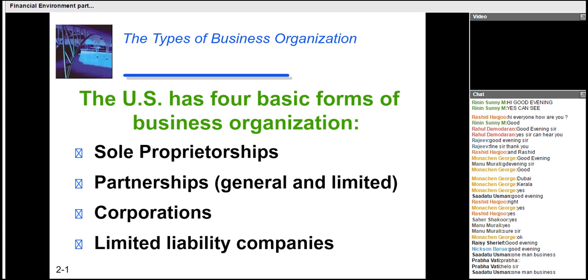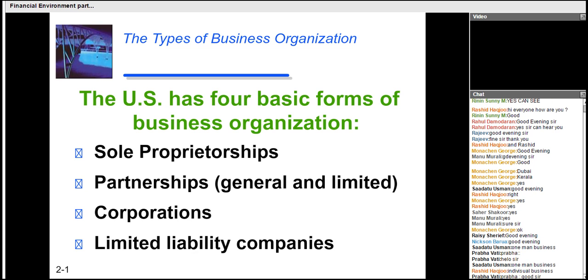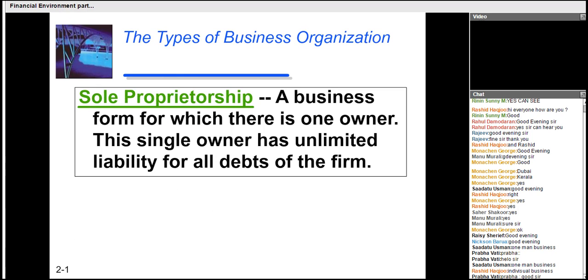One man business. Very good definition. I've heard it for the first time, but it's not a bad definition. Yeah, proprietorship is like a one man business. Prabha is saying good sir. Thank you very much. Now see, sole means one. Proprietorship is when someone individually owns his own business. That's sole proprietorship. And what are the advantages and what are the features? We will have a look.